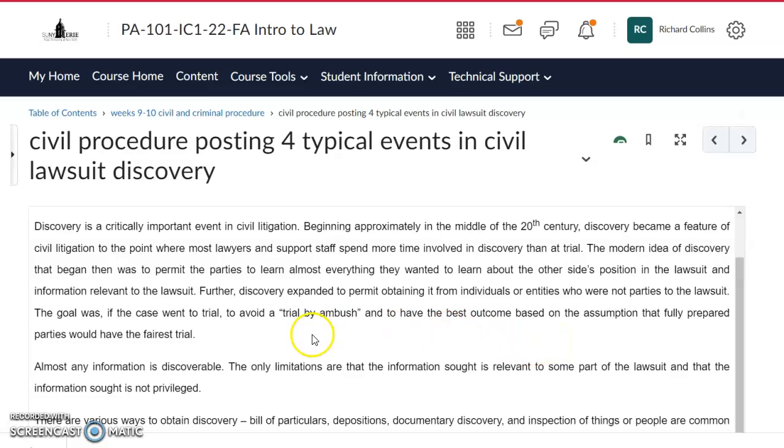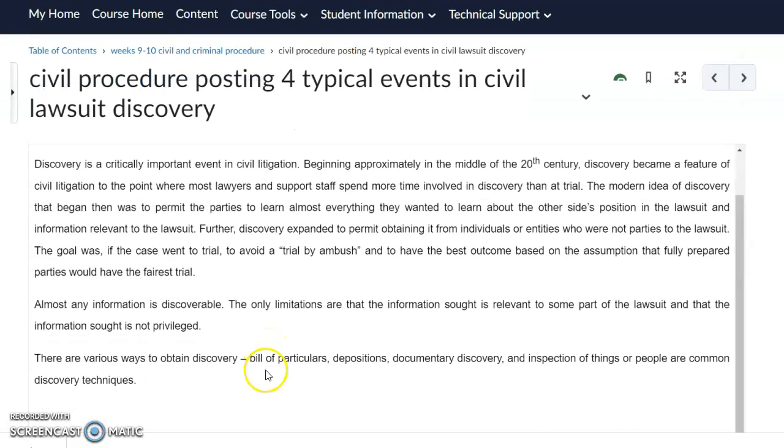And what I know, the procedures of discovery have grown increasingly more liberal over the years. And one could think that the purpose is to avoid a trial by ambush and to have the best outcome in a trial, should there be one, based on the assumption that fully prepared parties will have the fairest trial. Now, I'm going to talk about specific techniques in just a bit, but first let's just consider what information is discoverable.